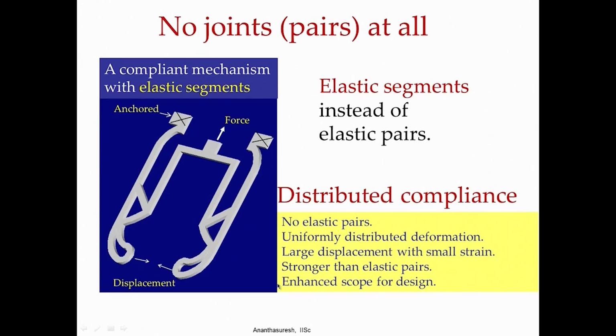And such mechanisms are stronger than those with elastic pairs, because with that forceps I showed, if I apply too much load at the flexural joint, it can easily break, whereas a distributed compliant mechanism will not. But of course, there is enhanced scope for design, because with elastic pairs, you can just imitate a rigid body mechanism, replacing a joint with a flexural joint, that is, a kinematic pair with an elastic pair. But the moment you go for this concept of distributed compliance, you can design them in many different ways.